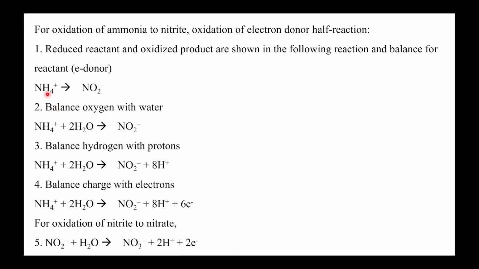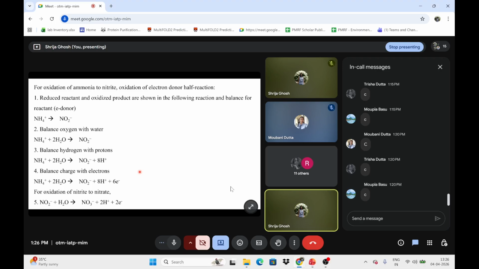So for the complete oxidation of ammonium into nitrate, ammonia to nitrite and then nitrite to nitrate, the total process takes 8 electrons. Transfer of 8 electrons is involved in the nitrification of ammonium. Is this clear to everyone?